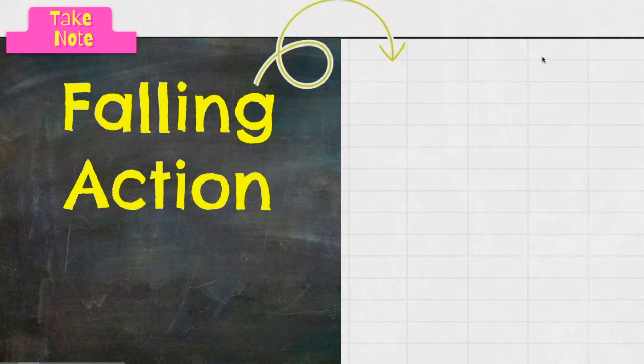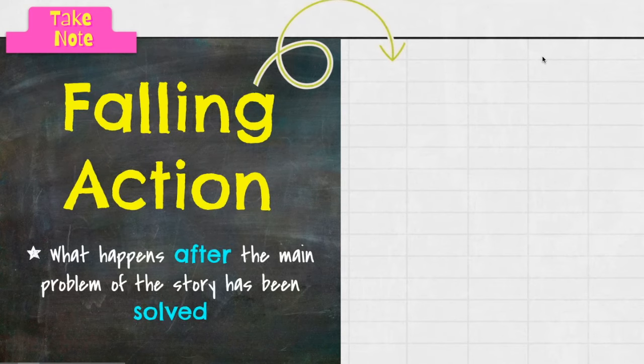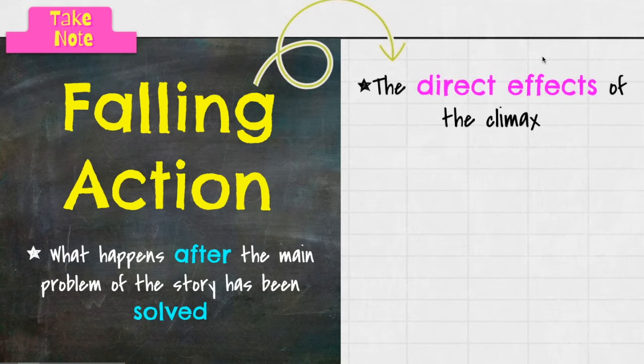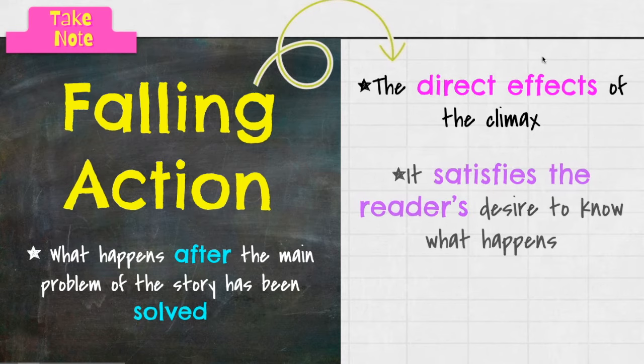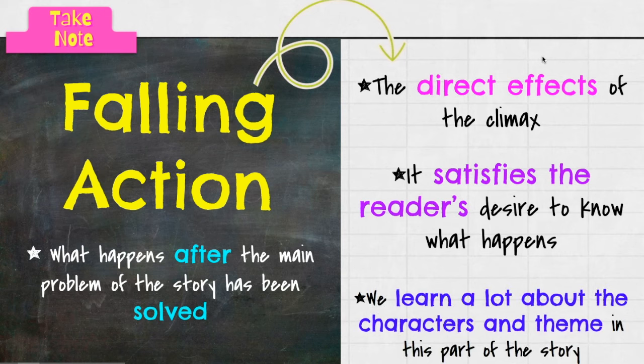And then after the climax, we have the falling action. This is what happens after the main problem of the story has been solved. It's the direct effects of the climax. And it satisfies the reader's desire to know what happens. So we don't just end where the character changes. We have to think, how does that affect everybody around them? How does that affect them internally? How does it affect the story as a whole? This part of the book is necessary because it satisfies those questions that you have as a reader. And we learn a lot about the character and theme in this part of the story.